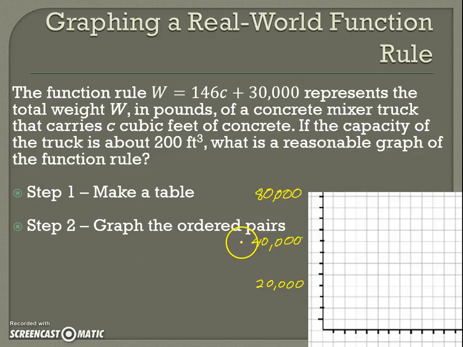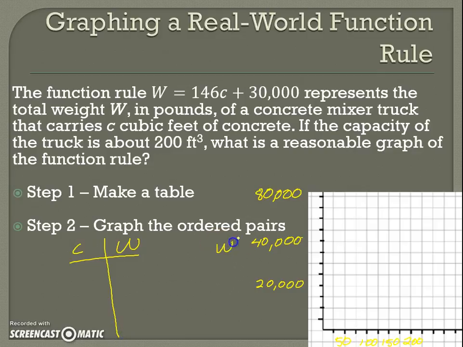All right, so down here, I want to have values. We'll go up by 50s. So 50 on every other, 100, 150, 200. We're going to stop there because it says the capacity is about 200 feet cubed. So the first thing you were asked to do is to make a table. Well, I have C, and then I have W.